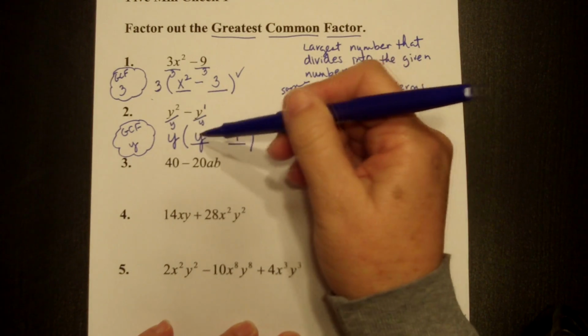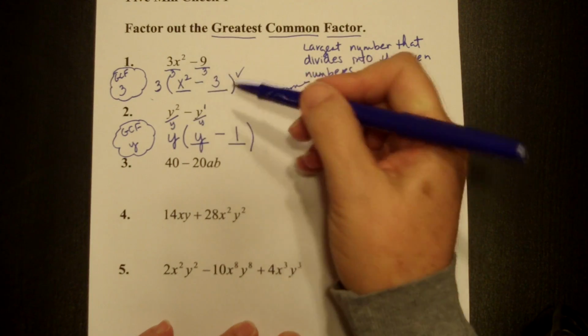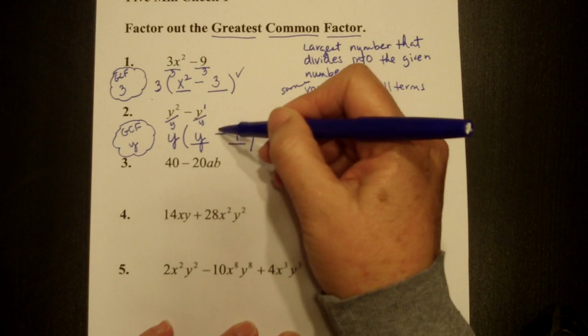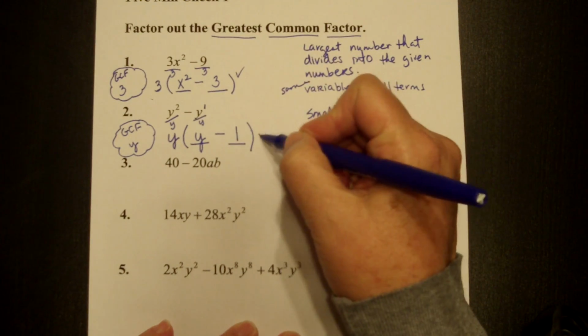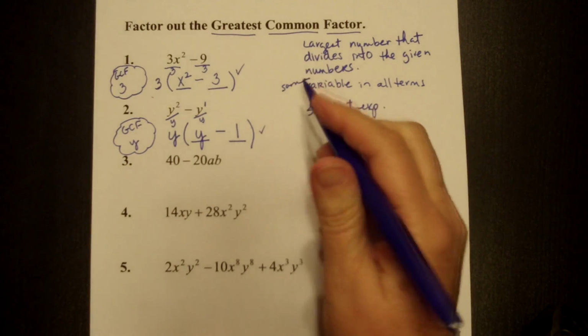All right, so we're going to see, is there anything else common inside? No. Let's do our multiplication. Y times y will be y squared, and y times -1 is -y. So it looks like that checked out. All right, now let's look at number 3.